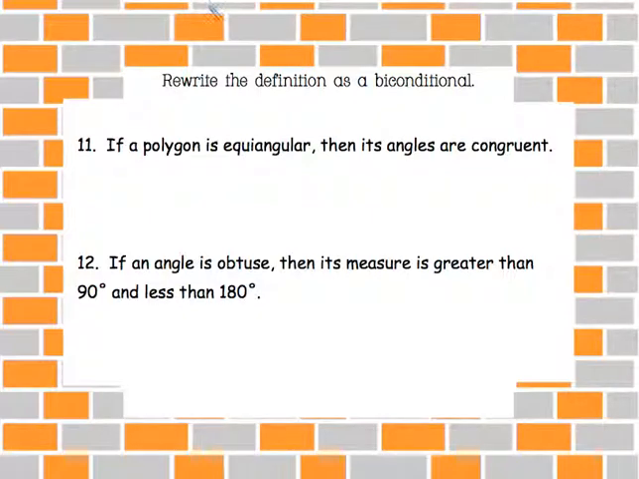All right, rewrite these as a biconditional. So I'm not going to spend a whole lot of time rewriting these. I'm just going to show you what you would do. You would cross out the if, cross out the then. Don't forget to capitalize the beginning of your sentence, but then right here you would write if and only if. So that sentence would be a polygon is equiangular if and only if the angles are congruent.